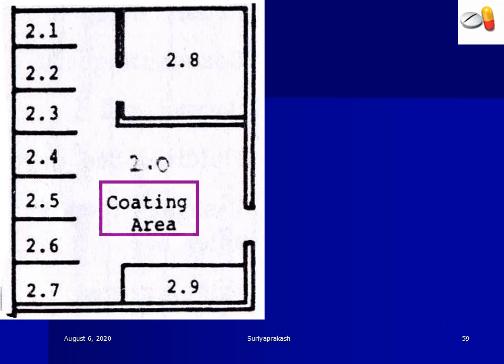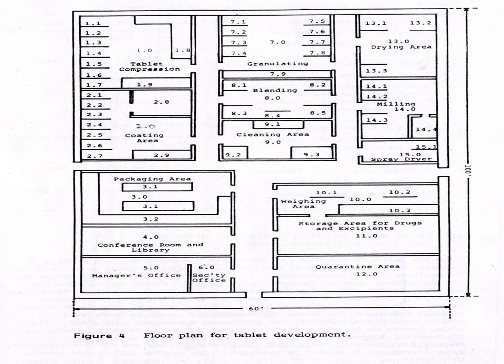Bench top for wall cabinets. So how it should be. Now I am not going to show every one. Similarly for granulating also, various granulating equipment, granulation, converting the powder mass into granules. So granulating equipment is here, mixing equipment is there, sieves are there, right? Blending, again mixing equipment, cleaning area, drying area, milling.